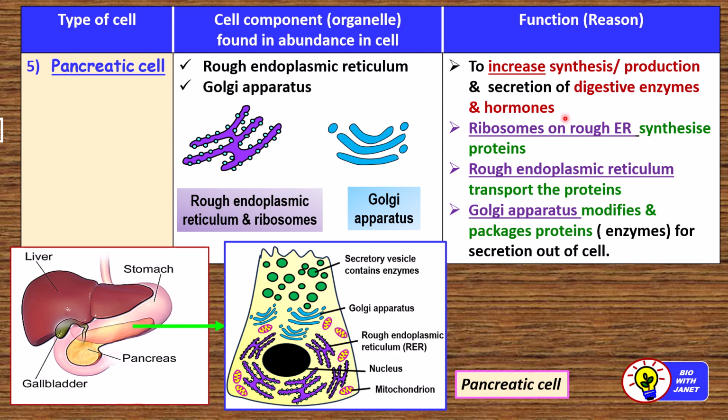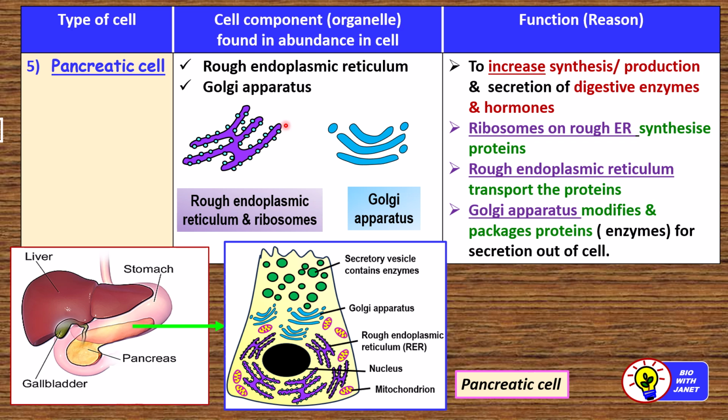Each pancreatic cell can produce either digestive enzymes or hormones. Pancreatic cells produce digestive enzymes such as lipase, amylase, trypsin, and hormones such as insulin and glucagon. So these cells will need a lot of these two organelles, or three organelles including the ribosomes, in order to produce these digestive enzymes and hormones. Firstly, the ribosomes on the rough ER, these blue dots here, help to synthesize the proteins. Then the proteins are transported by the rough endoplasmic reticulum, the purple structure here.